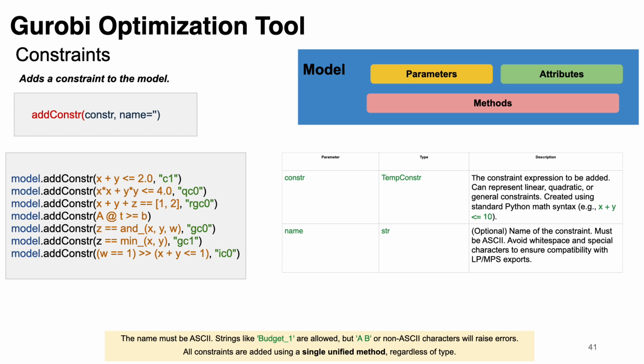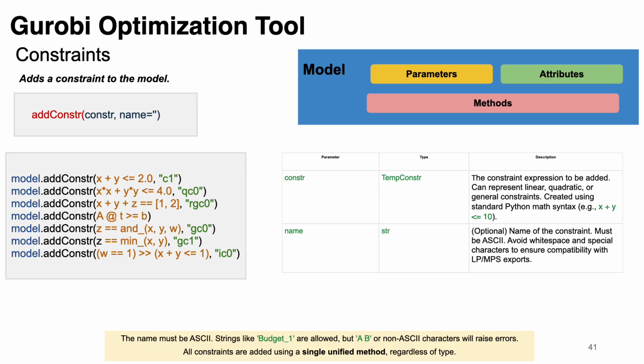We now move to the constraints. The primary command for adding a single rule to your model is addConstr. This method takes a temporary constraint expression, created using standard Python math syntax, and an optional ASCII name. Looking at the code examples, you can see how incredibly flexible this is. You can add a simple linear constraint like model.addConstr(x + y <= 2.0).